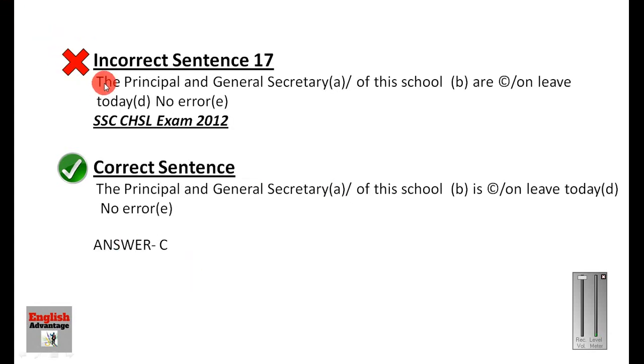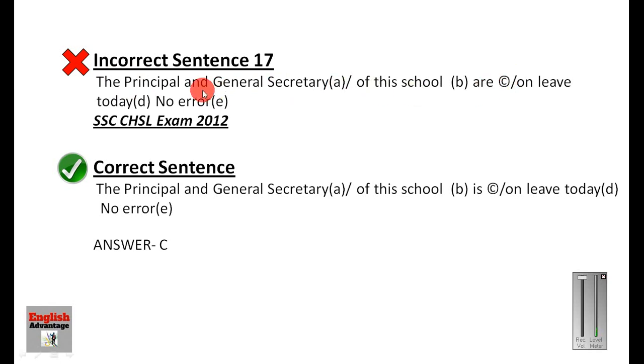Now let us see the next question. The principal and general secretary of this school, till here this is correct, of this school are. Now this is the problematic part, because here you can see there are two posts, principal and general secretary, but that indicates that these two posts are held by the same person, one person. The same person is holding the two posts. So this indicates that there is only one person. So that is why you have to replace this "are" with "is." So the answer would be C.